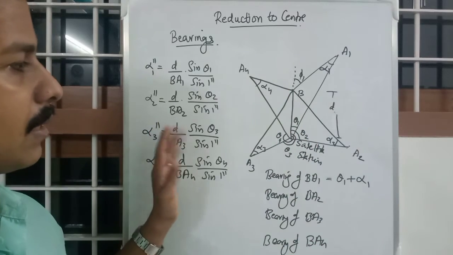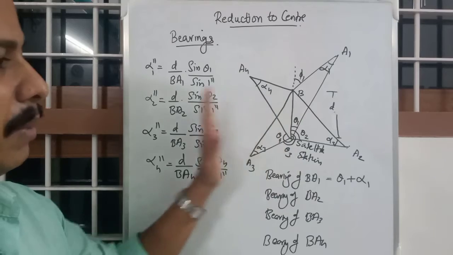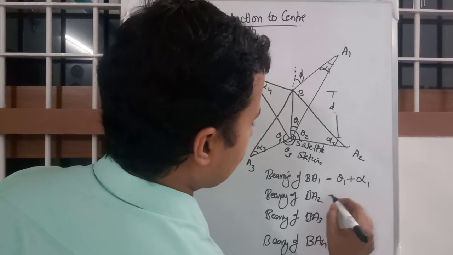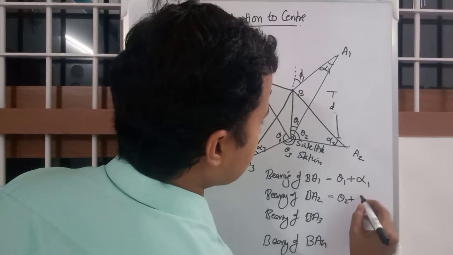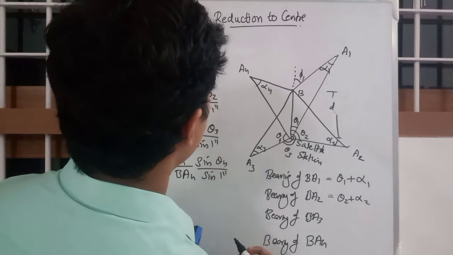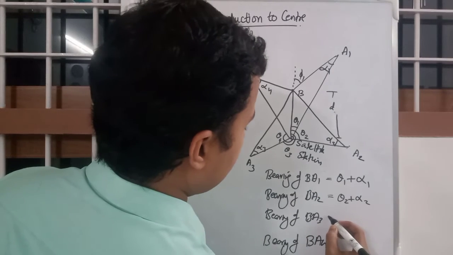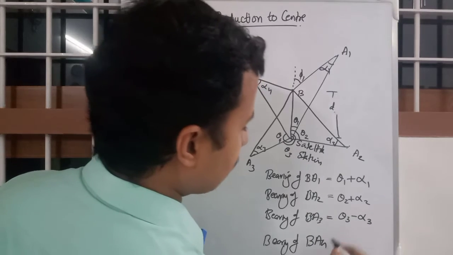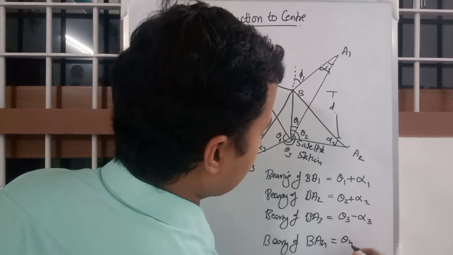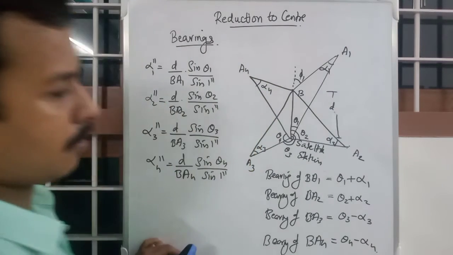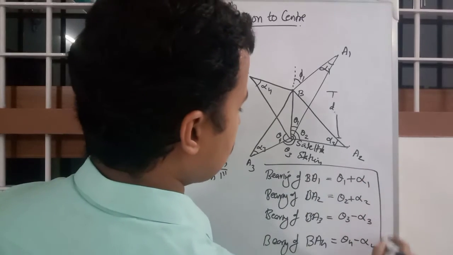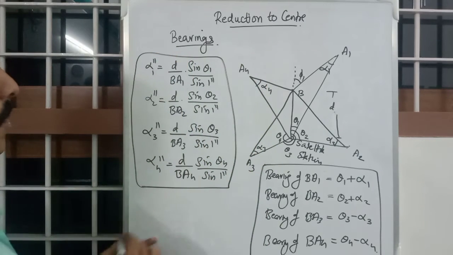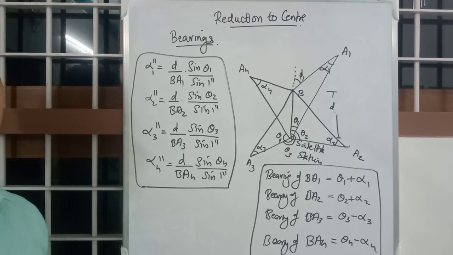If it is on this side, for example alpha 3 and alpha 4, it will be a minus sign. So the bearing of BA1 is equal to theta 1 plus alpha 1, BA2 is equal to theta 2 plus alpha 2, which is less than 180 degrees. And BA3 is equal to theta 3 minus alpha 3, BA4 is equal to theta 4 minus alpha 4. With these two sets of equations, you can easily write all these equations very simply, if you know the concept of our last problem.